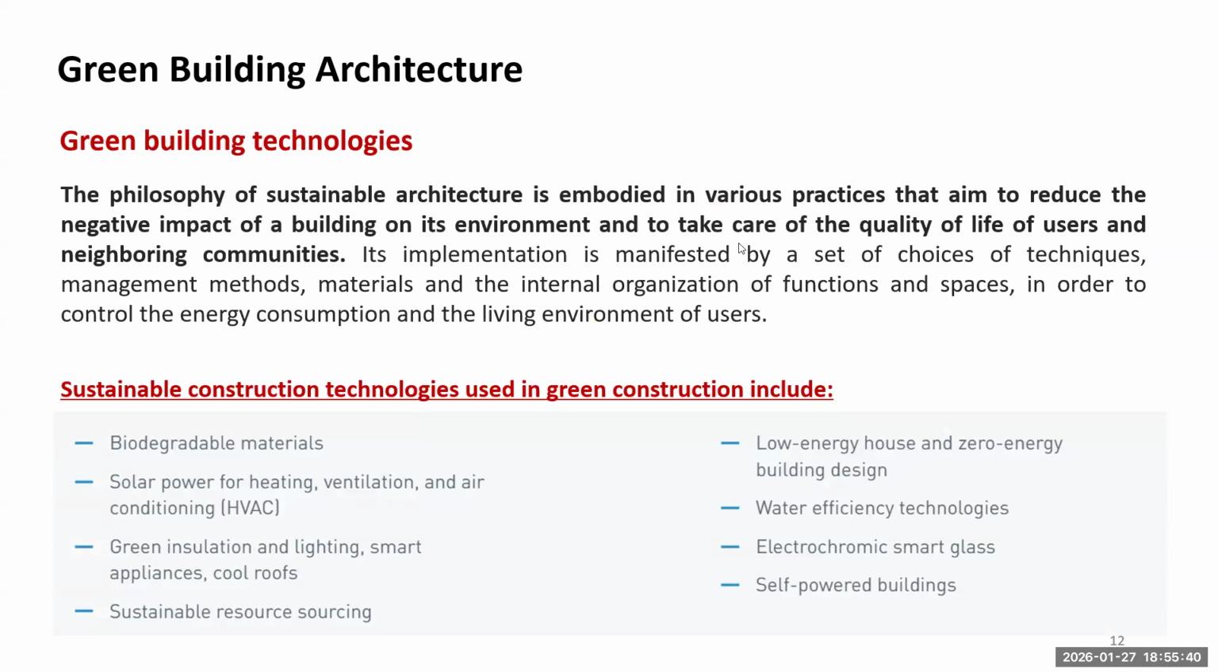So the philosophy of sustainable architecture or green building architecture is embodied in various practices that aim to reduce the negative impact of a building on its environment and to take care of the quality of life of users and the neighboring communities. So we can see, not only for the users in the building, we have to reduce the negative impact on our environment, including our neighboring communities.